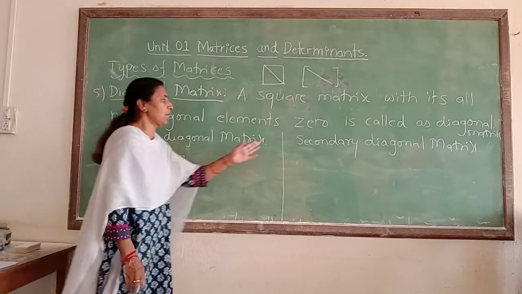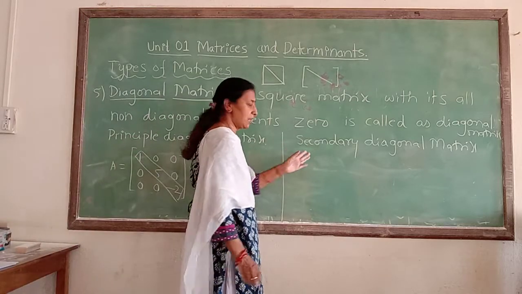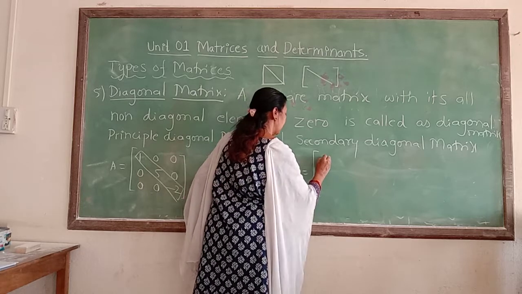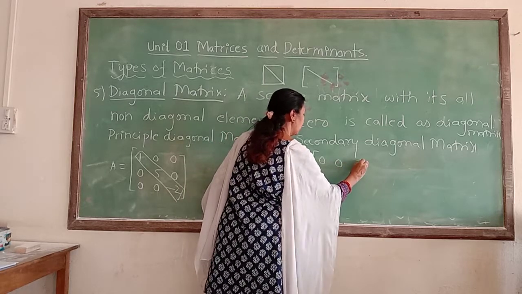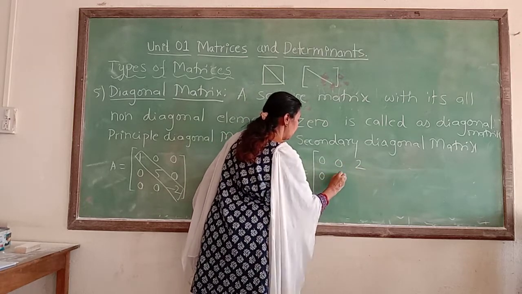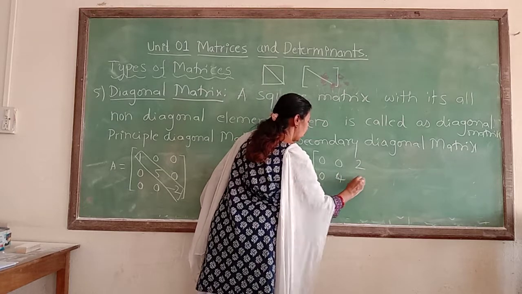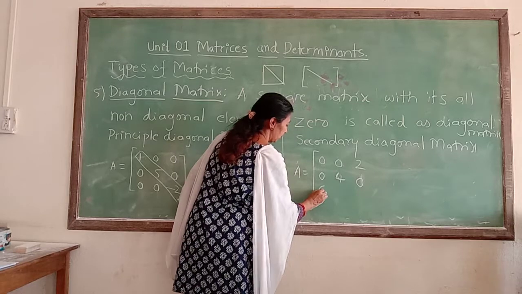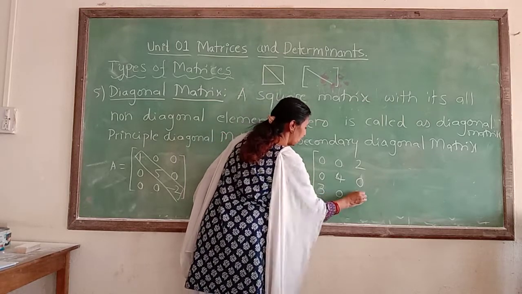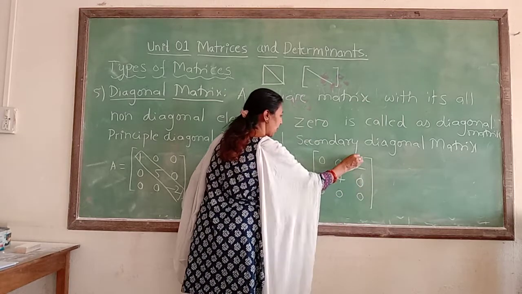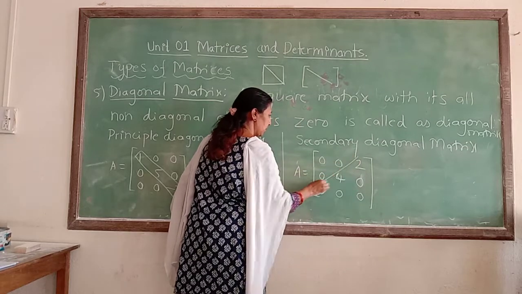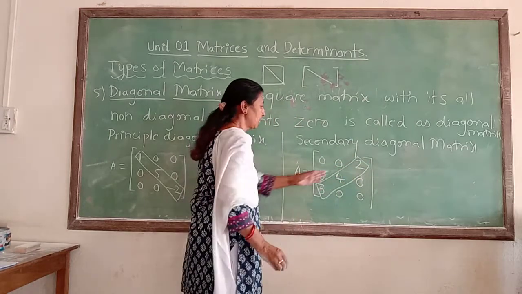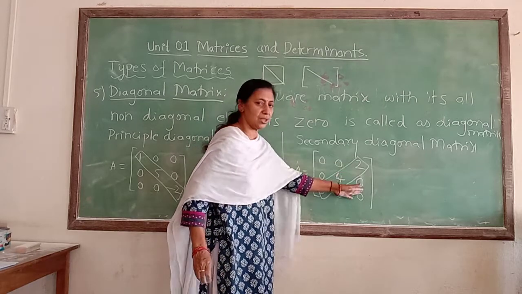Let us go to the other type of diagonal matrix, the secondary diagonal matrix. A is given by [0, 0, 2; 0, 4, 1; 0, 4, 0] and 3, 0, 0. Here also we see one more diagonal, which joins the two ends of the matrix, and except for these elements, all the rest of the elements are 0.